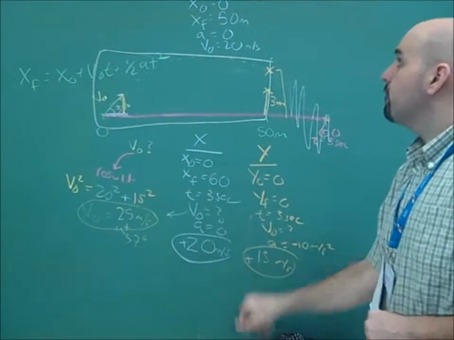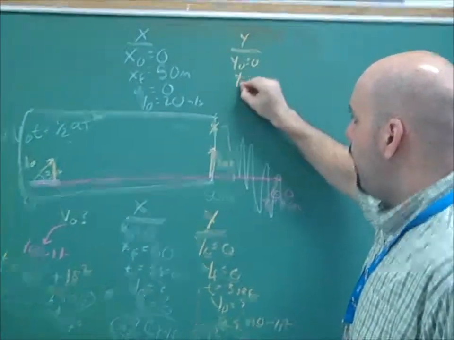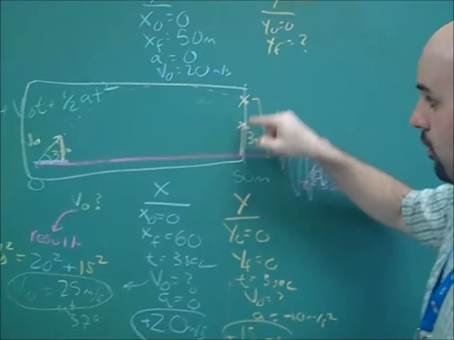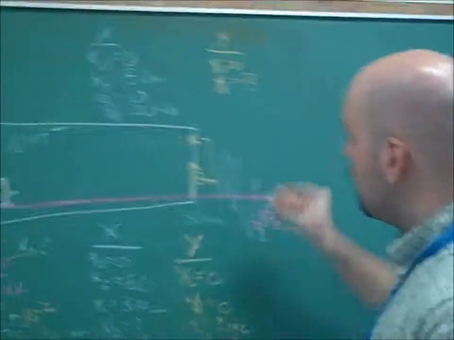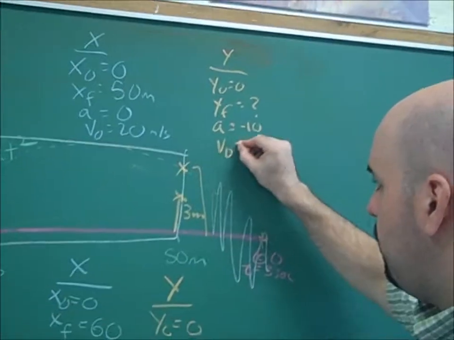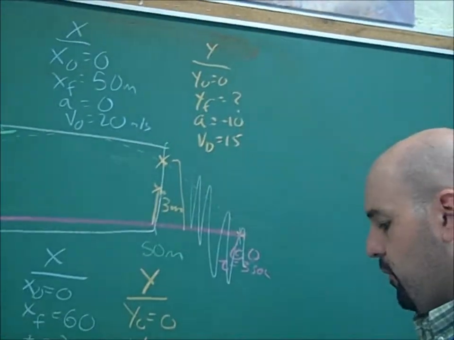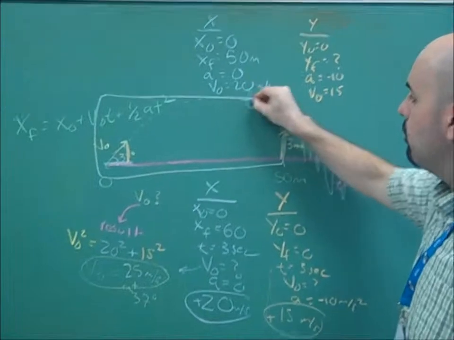In the y, the starting y position is still 0. The final y position we're trying to find. It's not 3. We can't assume it just barely grazes it. We're going to find what it is. The acceleration is still -10. The initial velocity is still 15. But that's not enough information. We need something else. And the one thing that's true for both x and y is going to be that time.